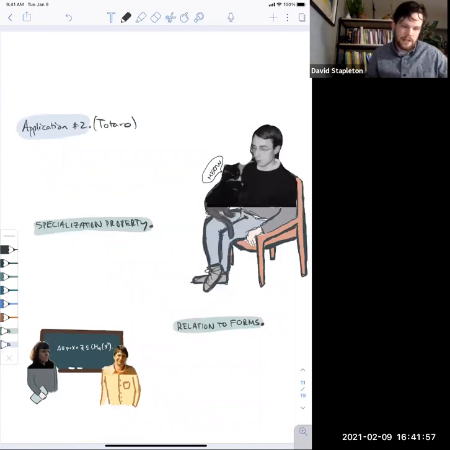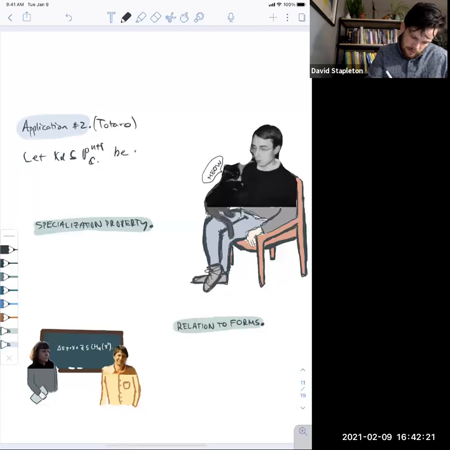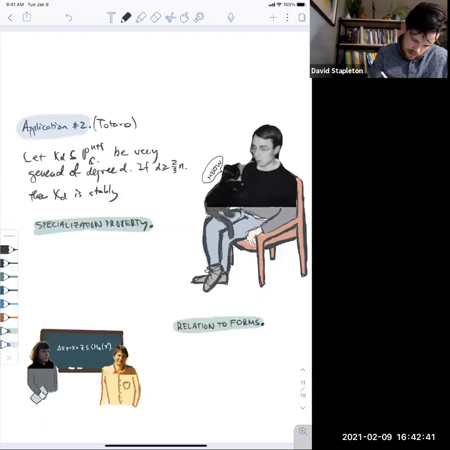But let me just talk about more applications of this sort of degeneration to characteristic p and the existence of these forms. Okay, so the second application I want to talk about is to the stable rationality problem. So you have X, a degree d hypersurface inside P^{n+1}, and let's say this is very general of degree d. So if d is at least 2/3 n, then X_d is not stably rational.